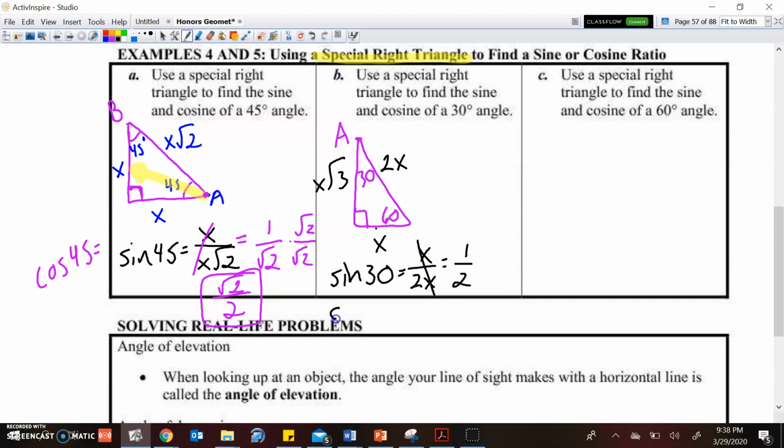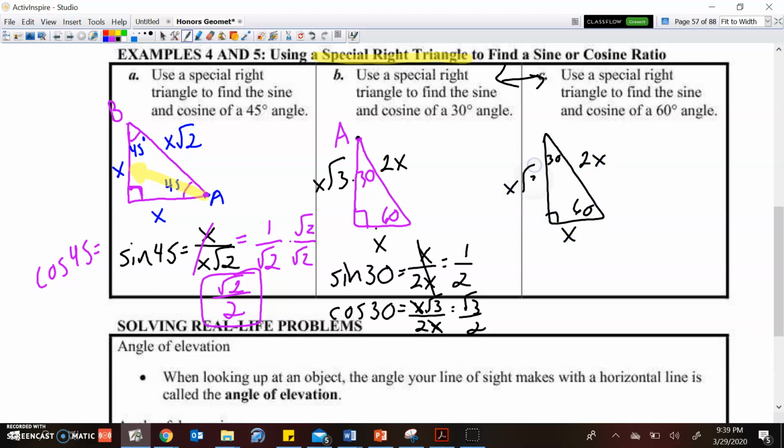All right, let's try the cosine from a 30-degree angle. It's going to be adjacent, which is x times the square root of 3, over hypotenuse 2x. So my x's cancel and I get square root of 3 over 2. Now these two relate, because now they want us to use a special right triangle to find the sine and cosine of a 60-degree angle. So same setup, 30, 60, 90. This is x, 2x, and x times the square root of 3.